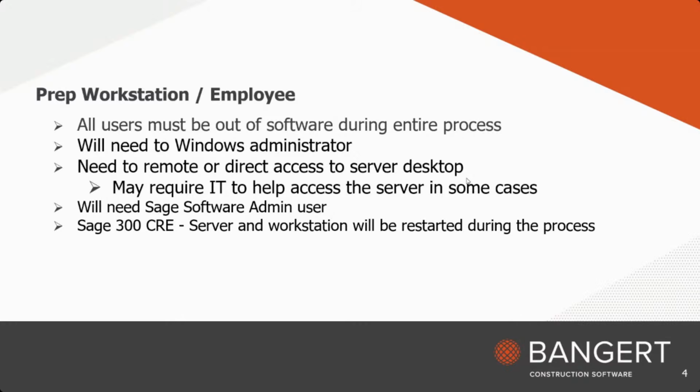After you've run the software update, you're also going to need a Sage administrative username and password in order to run the file upgrade. File upgrade is going to be required in almost every case. And then a final note as you prep your workstations and your employees: everybody needs to know that their workstation is going to be restarted, and you're also going to be restarting your Sage server. That happens at the end of the installation process. So you'll restart your server first, and then you'll install your workstations, and those will be restarted at the end of that process.